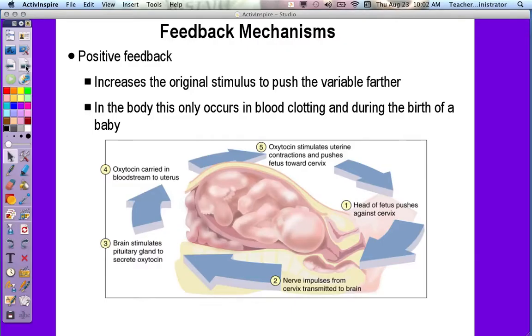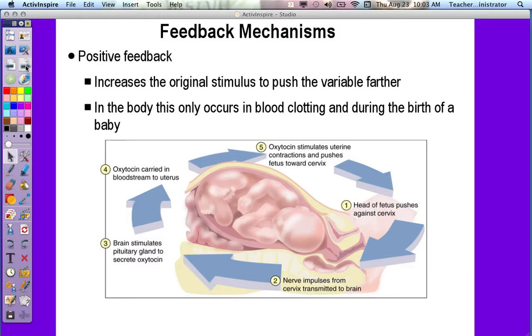There is another type of feedback mechanism. It's not nearly as common, and the idea is that you actually want to increase the stimulus or push the variable further from the set point. This would be an extreme condition. So this is known as positive feedback. And two examples in your body would be blood clotting and labor during the birthing process. So when you have your blood clotting, that's not what you normally want going on in your blood vessels.